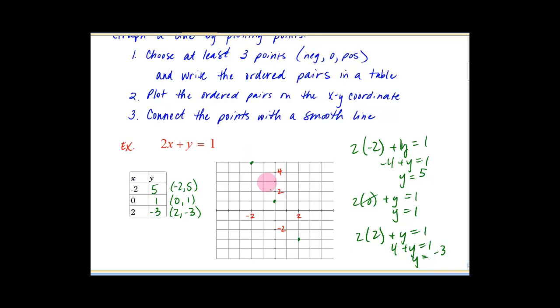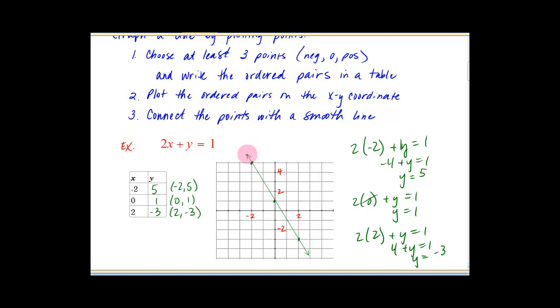Now let me see if I can draw a line here. I want to connect these points using a line, and that's pretty close right there. Notice I chose a line that had arrows on both ends because if you'll recall, there are more than just 3 points here that caused this equation to be true.